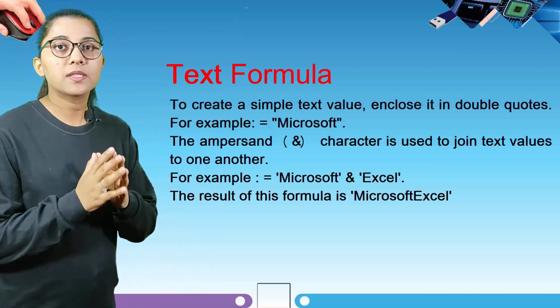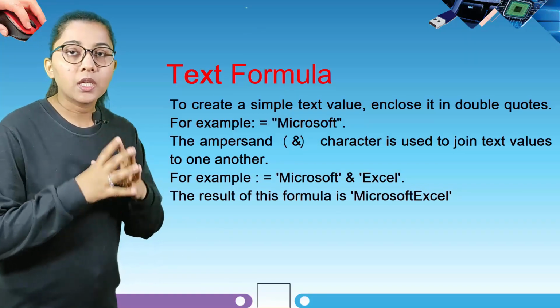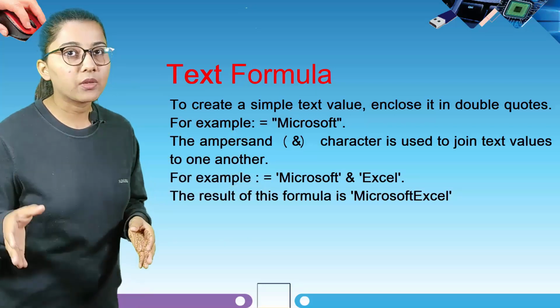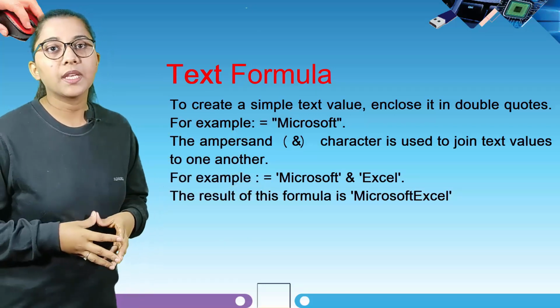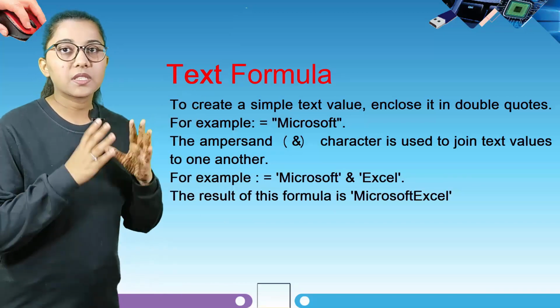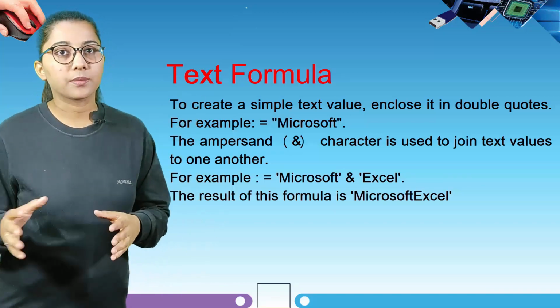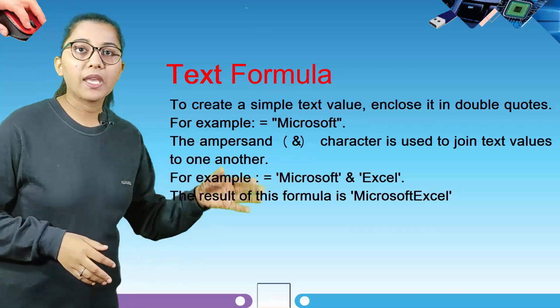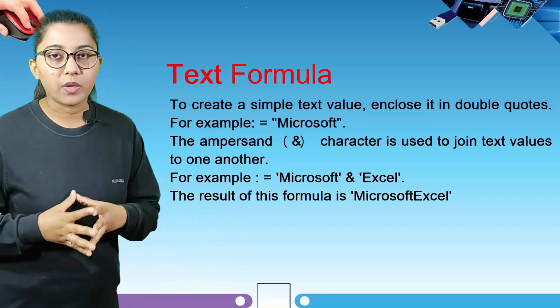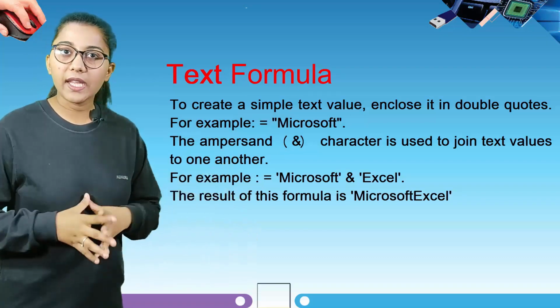To create a simple text value, enclose it in double quotes. For example, "Microsoft". The ampersand character is used to join text values to one another. For example, "Microsoft" & "Excel". The result of this formula is Microsoft Excel.